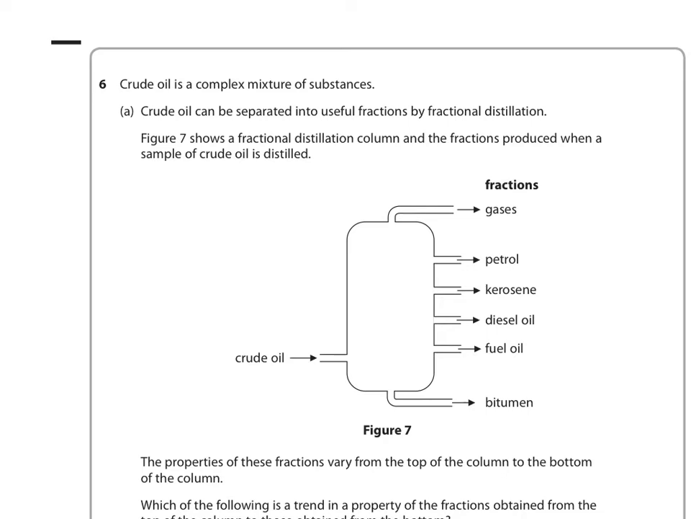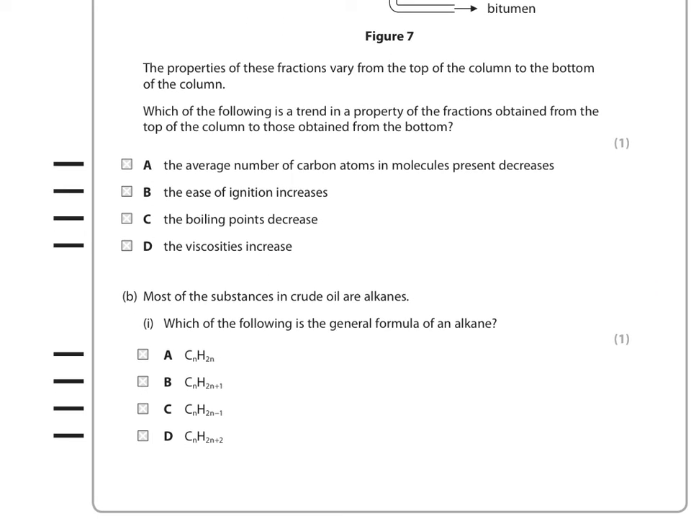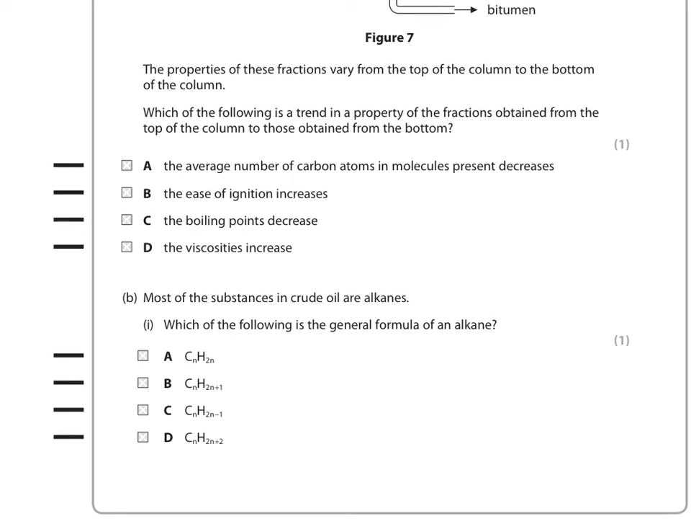Question number 6 is all about crude oil. It says crude oil can be separated into useful fractions by fractional distillation. Figure 7 shows a fractional distillation column and the fractions produced when a sample of crude oil is distilled. The properties of these fractions vary from the top of the column to the bottom of the column. Which of the following is a trend in the property of the fractions obtained from the top of the column to those obtained from the bottom?